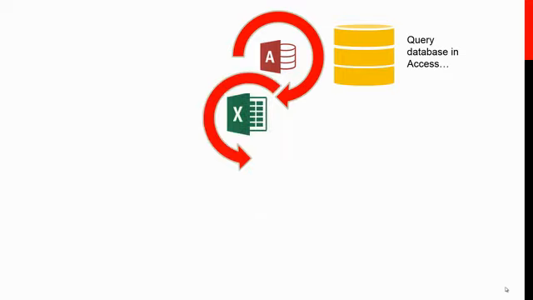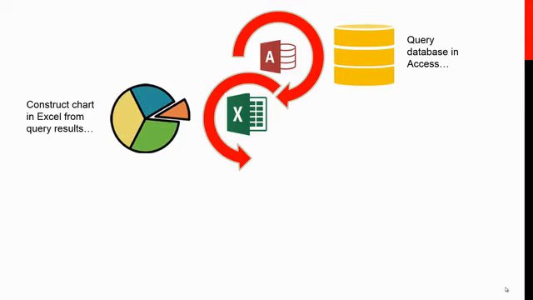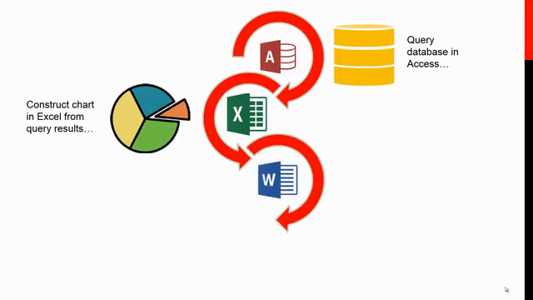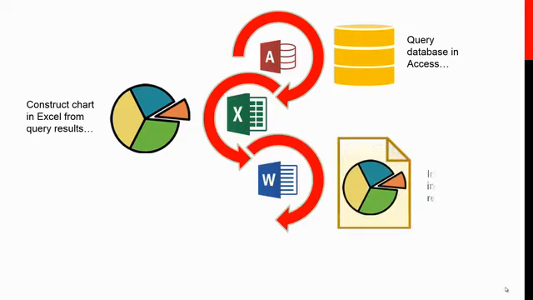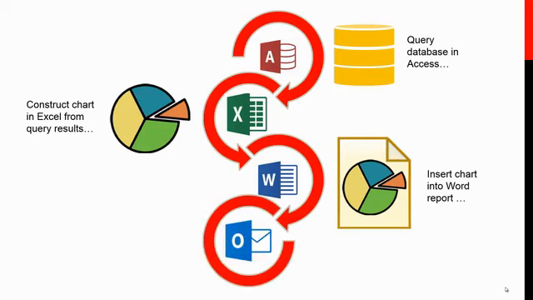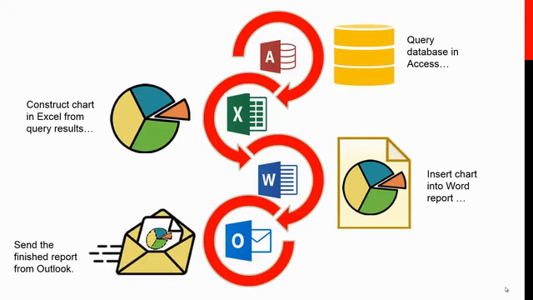First, it reaches into Access and it performs a query on your database, and it retrieves those results back to Excel. In Excel, it constructs a chart from the results of that query. Then it reaches into Word, where it creates a new report from a template, and it drops that newly created chart into a report. And then the same macro reaches into Outlook, attaches the report to an email, and emails it out to a group of recipients in your address book.